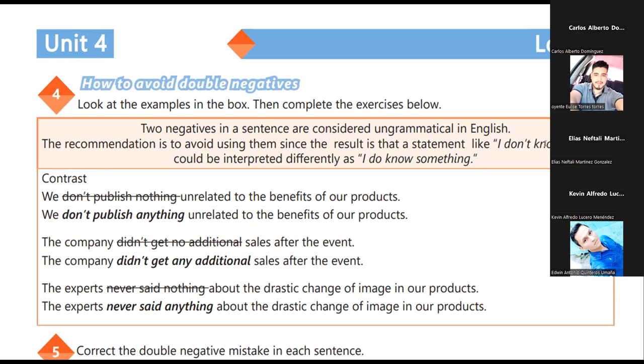So, for example, if I say, I don't know nothing, it's as if I say that I really know something, okay? Let's see these two expressions and let's contrast them. It says, we don't publish nothing unrelated to the benefits of our products. Okay, we can't use two negative words. We need one that is affirmative. And we can say this differently too. We don't publish anything unrelated to the benefits of our products.